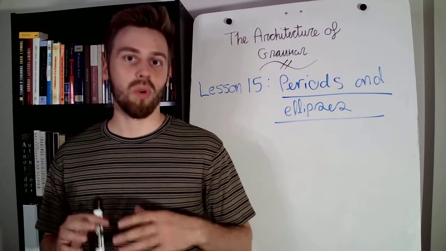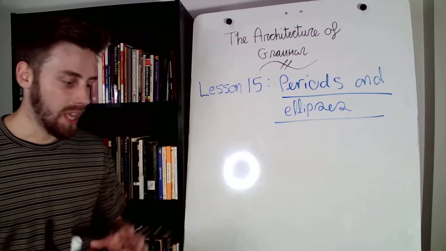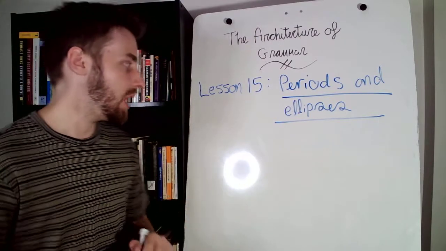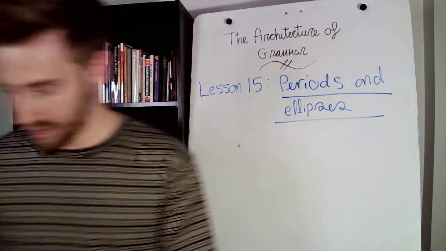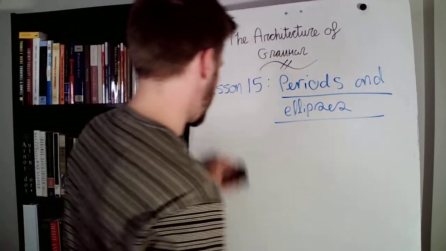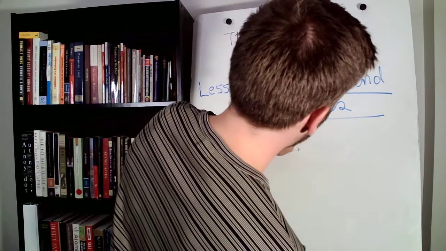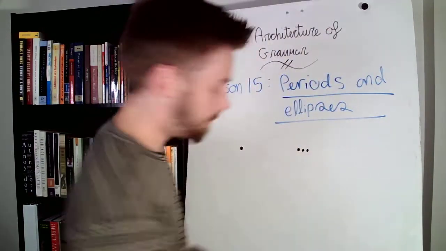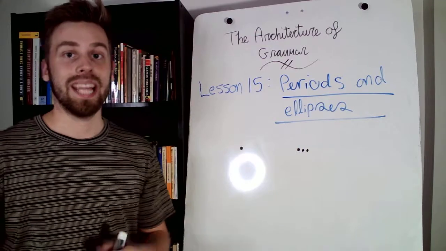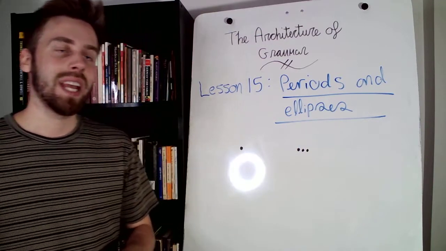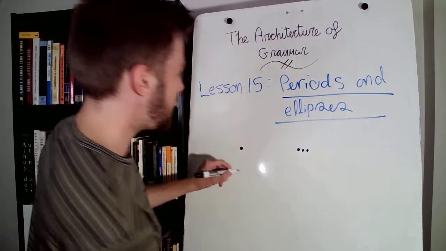In this video, we're going to look at periods and ellipses. These are two punctuation marks. These are part of basic punctuations. Now, this is a period. This is a period and this is an ellipsis. Now, the reason these two punctuation marks are grouped together in the architecture of grammar is because they both end, or at least they deal with declarative sentences.